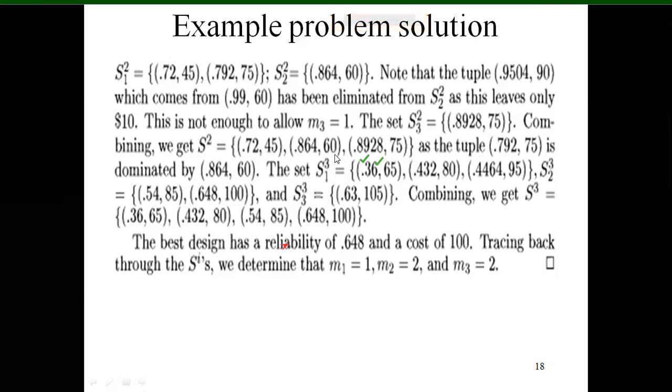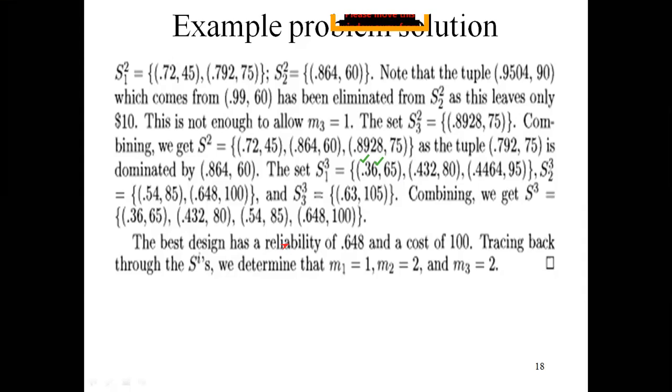The set S_1^3 means a single copy of the D3 type device: (0.36, 65). We have added the cost, so the total cost is 65. Then (0.432, 80) and (0.4464, 95). So S_2^3 and S_3^3 you can calculate. Finally, combining, we get S^3. The best design has a reliability of 0.648 and a cost of 100.